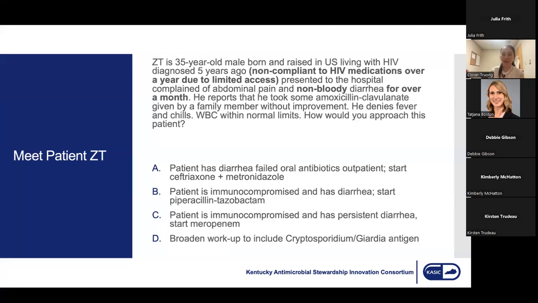So just keep this patient in mind. And then we will come back to this patient as we go through a few infections today.